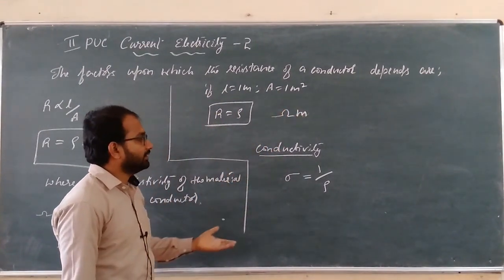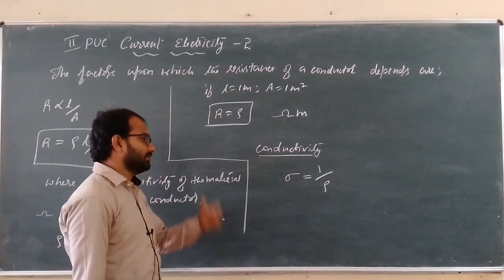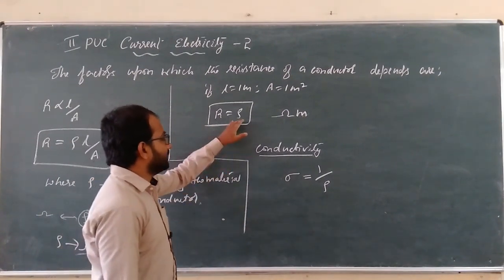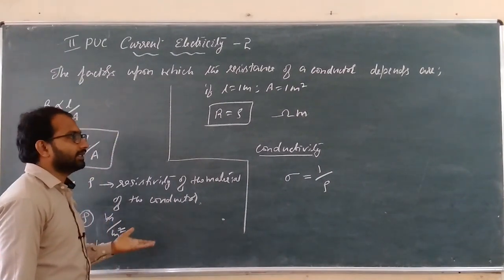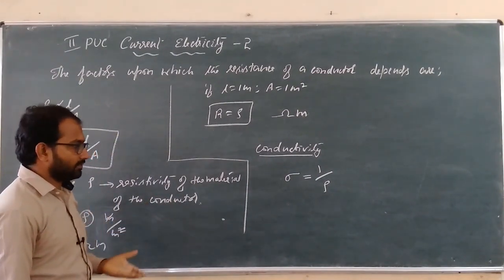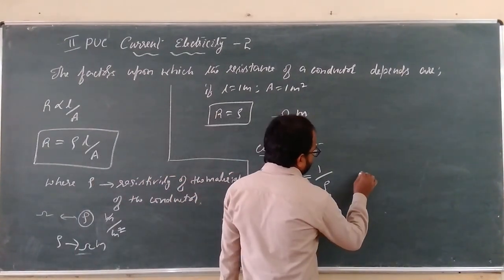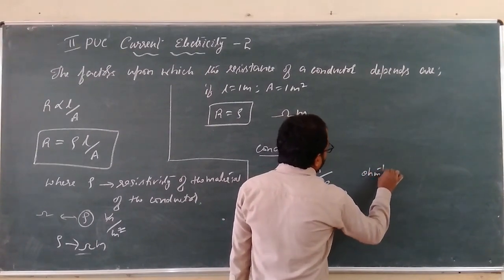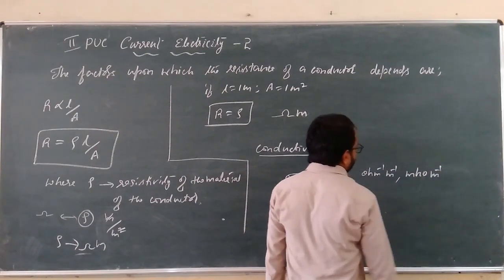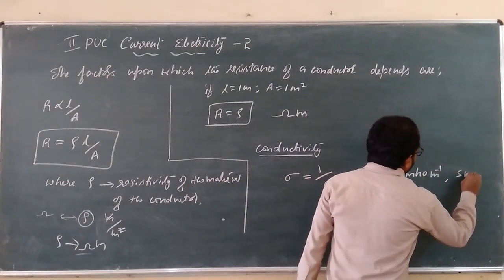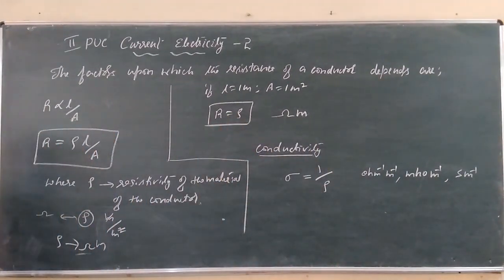It is dependent on the nature of the material used, the temperature, and the pressure. Okay, so resistivity or the conductivity, they depend on those three factors: the nature of the material of the conductor used, the temperature, and the pressure. Okay, right. So what is the unit? It is per ohm per meter, or it is mho per meter, right? Or it is Siemens per meter. Okay, so that is the unit of conductivity.